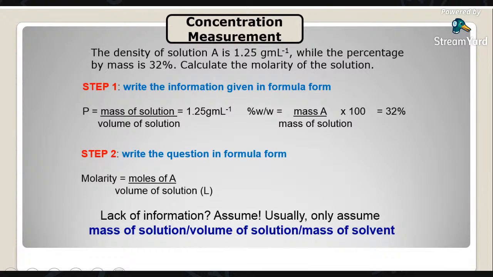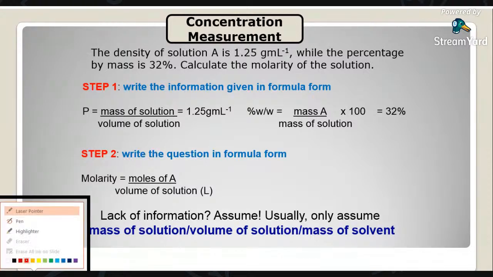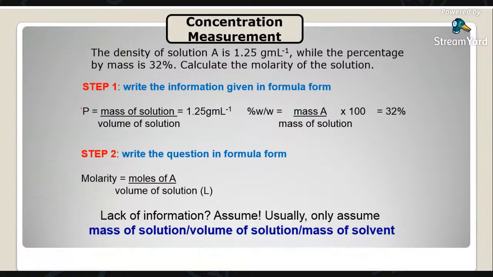So when you get this kind of question, before you write all the formulas, your first step is you have to identify which one is the solute, which one is the solvent, and which one is the solution. Then you have to write all the information given in formula form. For example, given is density of the solution, so you can write density of the solution equals mass of solution over volume of solution.